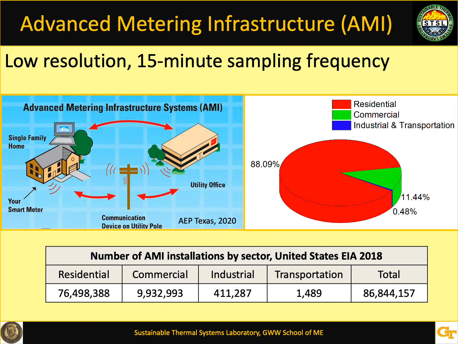In this study, we wanted to disaggregate low-resolution data from advanced metering infrastructure smart meters to determine the energy consumption of electric air source heat pump water heaters. The AMI meter in this case is assumed to have a sampling frequency of 15 minutes. And residential AMI meters, like the ones we considered in this study, account for approximately 88% of the total number of AMI meters deployed in the United States today.